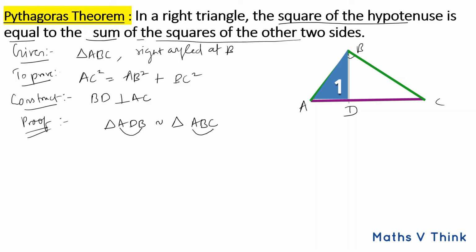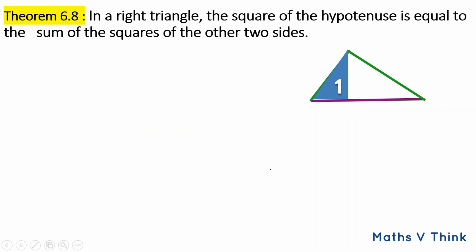So AB by AC is equal to AD by AB. Now cross multiply. So we get AB into AB, that is AB square, is equal to AC into AD. Let this be 1.